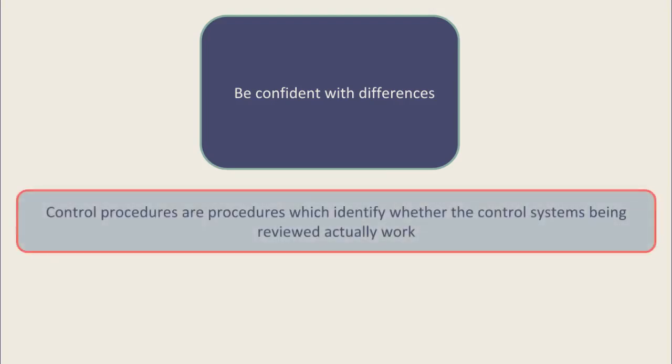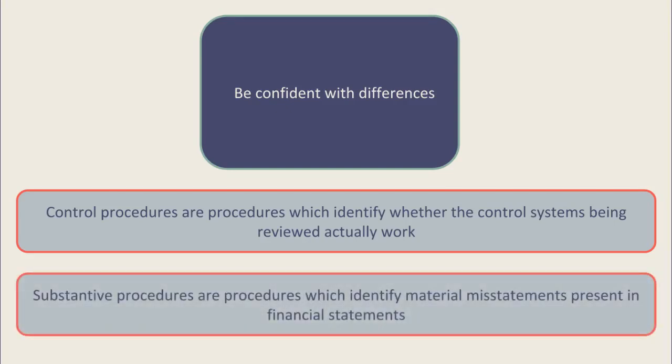Control procedures are procedures which identify whether the control systems being reviewed actually work. Substantive procedures are procedures which identify material misstatements present in the financial statements. They will assist the auditor in giving the opinion whether the financial statements are true and fair.